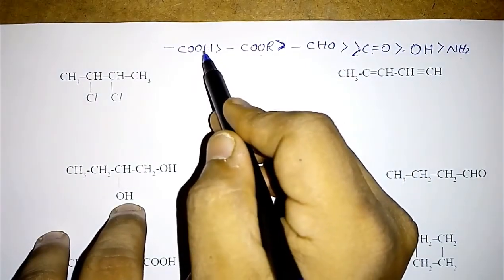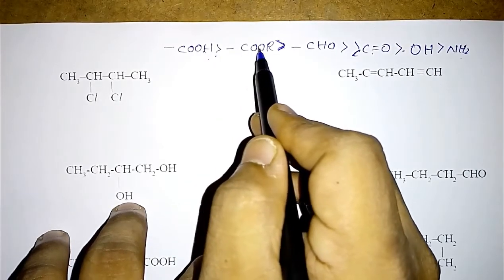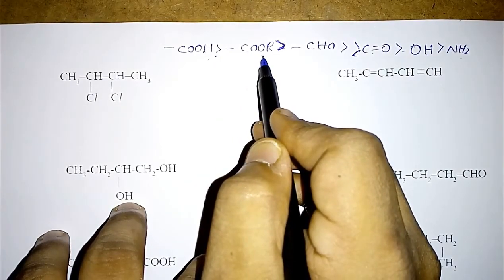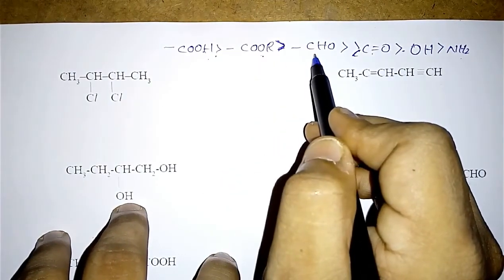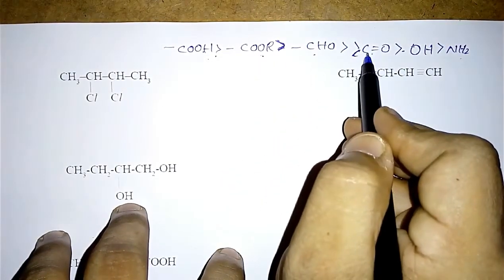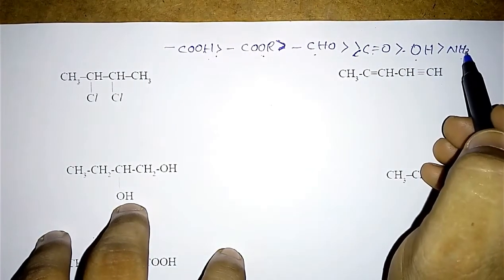First you have to give importance to carboxylic acid. After carboxylic acid we have to give importance to our ester. After ester we have to give preference to our aldehyde, CHO. Then comes our ketone. After ketone you have to give importance to alcohol, and the last one is our amine.